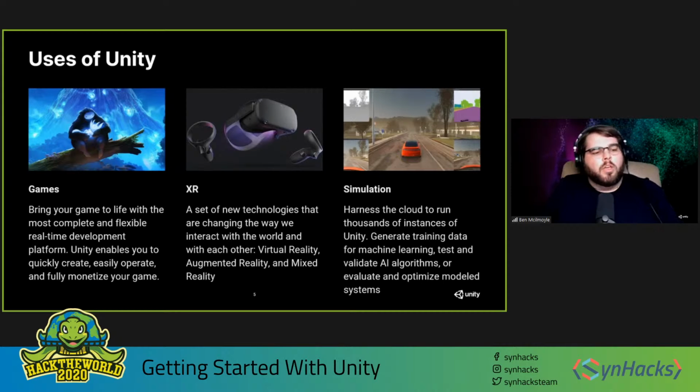We also have some things like simulation, where you can actually run thousands of instances of Unity. So imagine you're making your project, and you can run one version on your local machine, or you can have as many as you need running in the cloud. And this comes in really handy if you're doing things like AI, machine learning, algorithms, anything that takes a deep dive where you need a lot of computing power. We also have that these days.